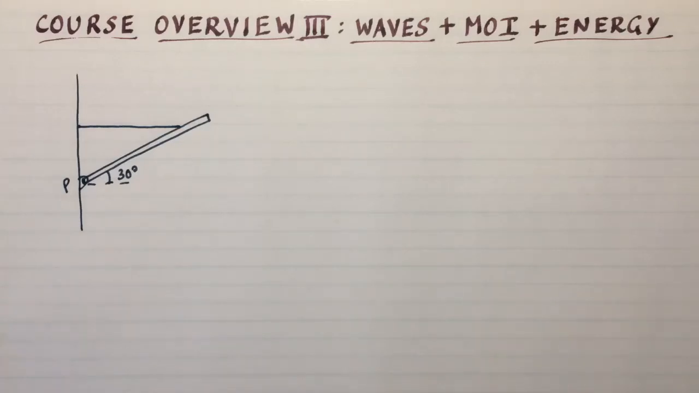For my third course overview problem, I thought I'd combine the subject of waves, moment of inertia, and energy. Waves is the last thing we did in this course. So let's suppose that you have a flagpole that's on top of a really tall skyscraper. There's no way to measure its mass because it's up there.